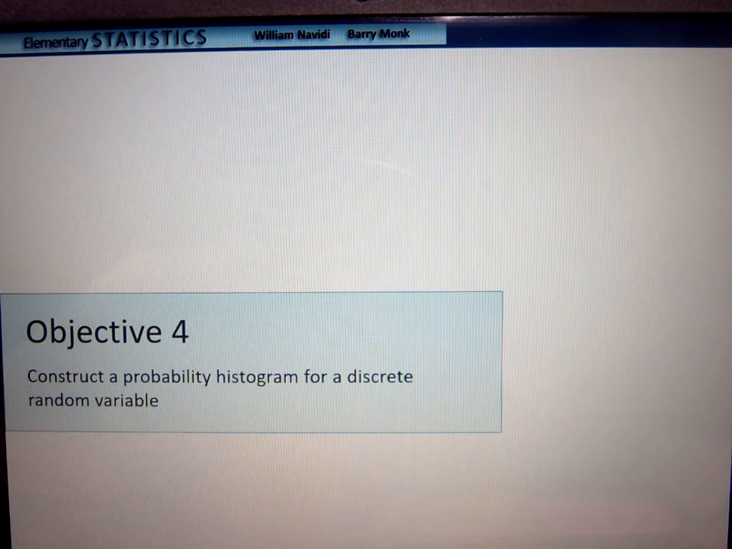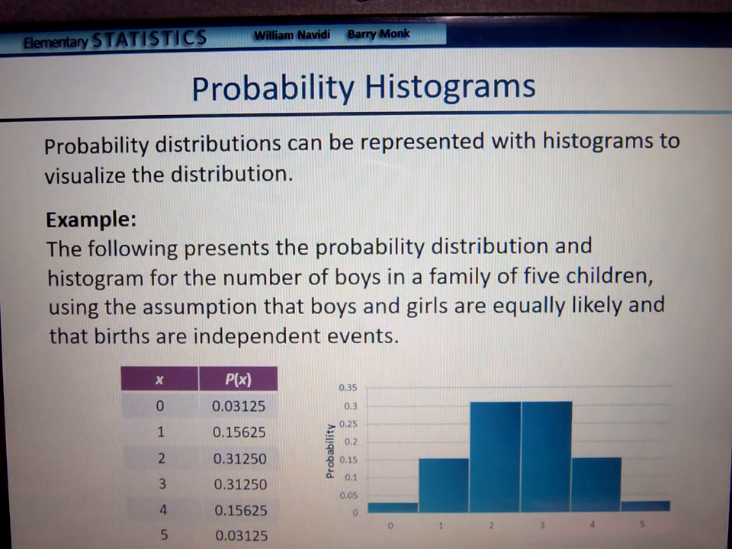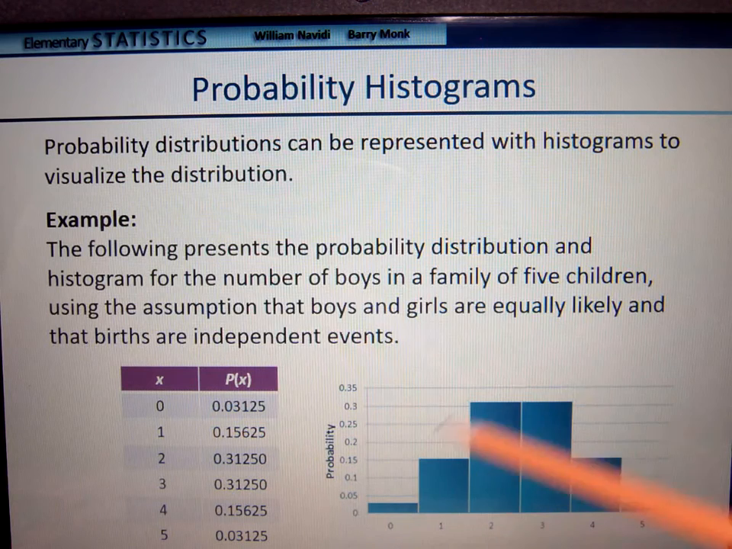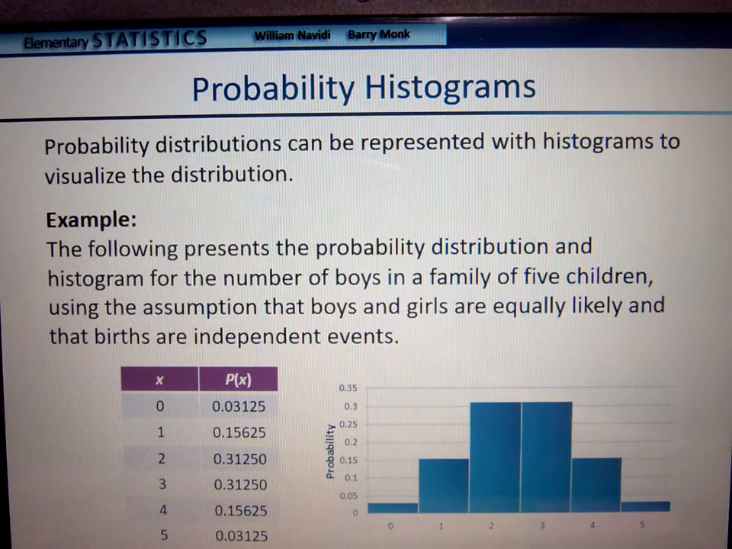Objective 4. Constructing a probability histogram for a discrete random variable. Okay, so here's the probability distribution that we have. This following represents the number of boys in a family of 5 children. Using the assumption that boys and girls are equally likely and births are independent events, this is your probability model. And notice it is a normal curve. Okay? So, again, you want to make sure that this adds up to be 1. Here are your probabilities along your vertical axis. Here are your results that you're looking at, 0, 1, 2, 3, 4, or 5. And there's your probability model for your histogram.